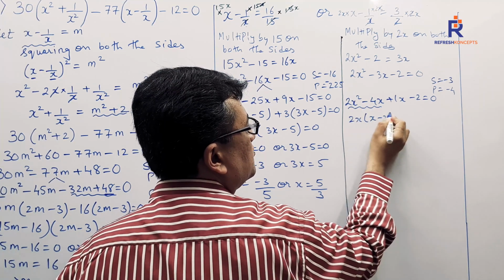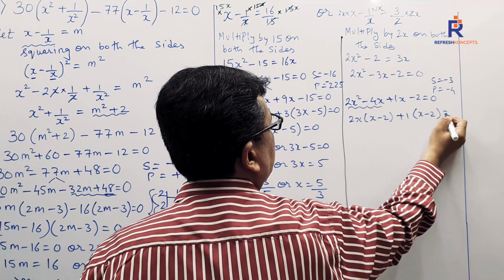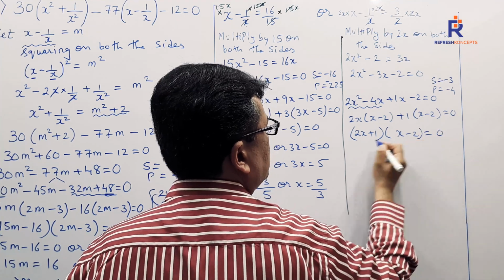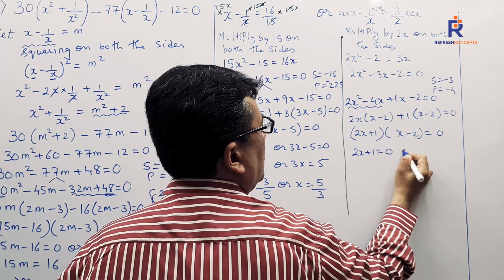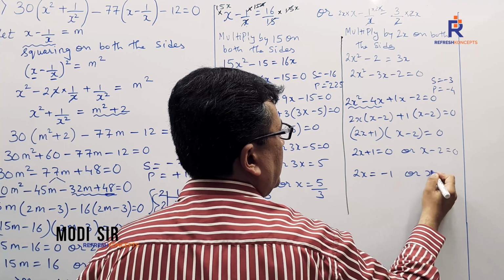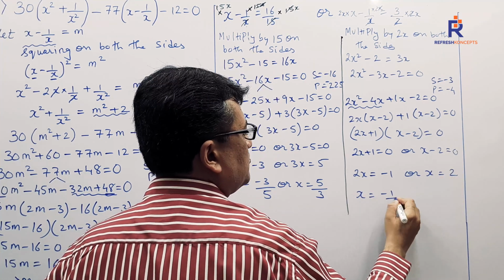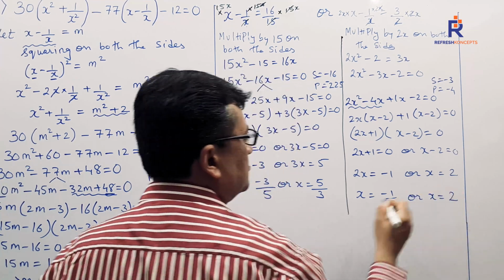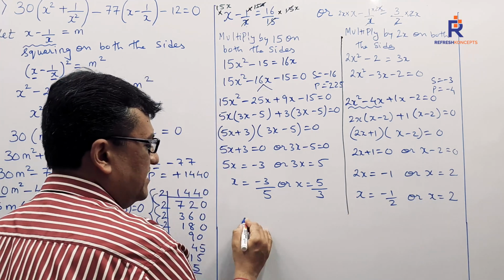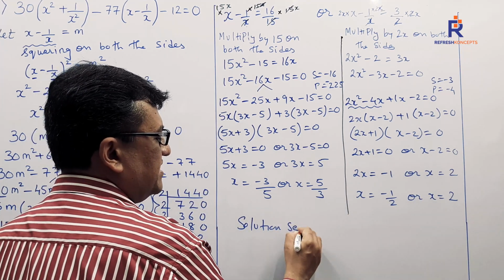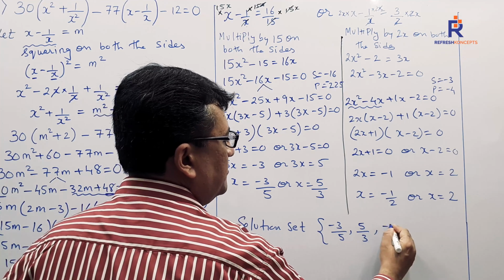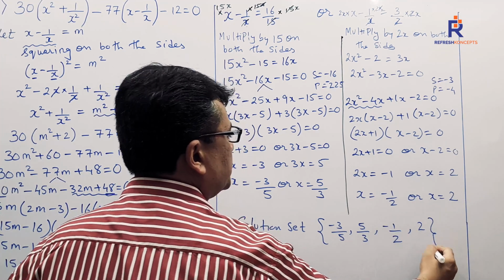2x, x minus 2 plus 1, x minus 2 equals 0. 2x plus 1, x minus 2 equals 0. 2x plus 1 is 0 or x minus 2 equals 0. 2x is equal to minus 1 or x is equal to 2. x equals minus 1 by 2 or x equals 2. So how many answers do we have? We have again 4 answers. 1, 2, 3, 4. Finally, the solution set: we have 4 answers. Minus 3 by 5, 5 by 3, minus 1 by 2, 2.